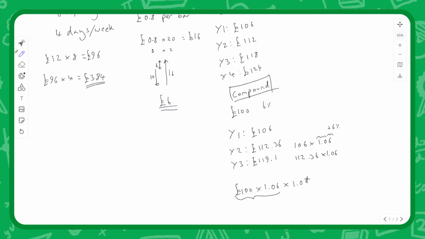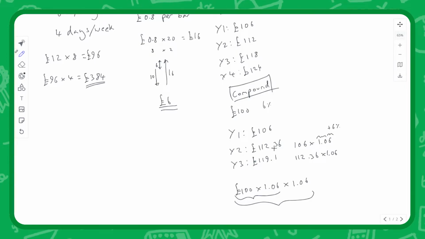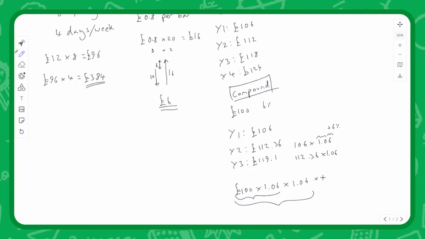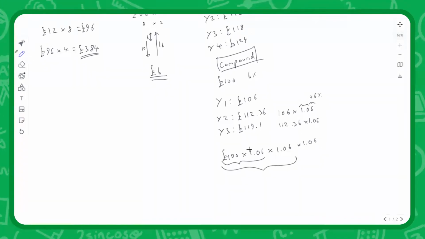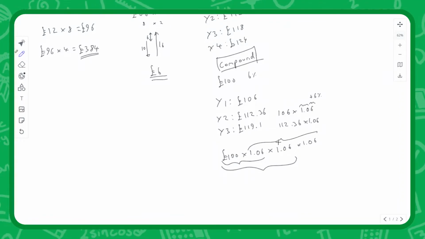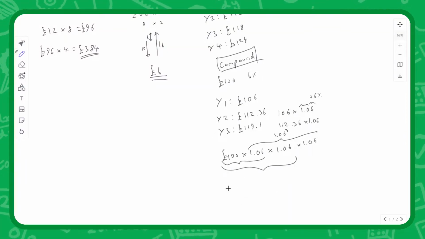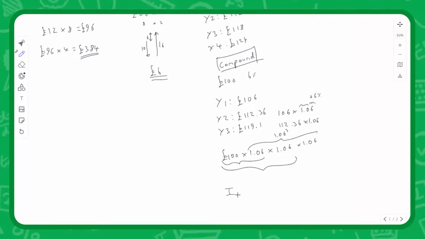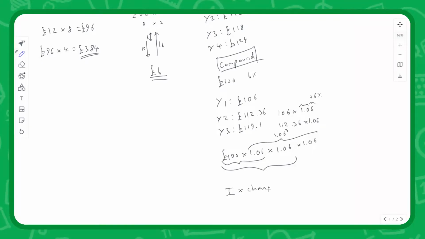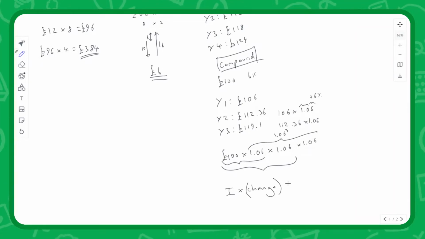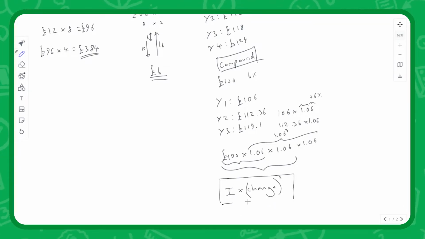And again, to work out the amount that we have in third year, we take this whole thing, in this case £112.36, and we times it by 1.06. What you can see happening is this can be represented as 1.06 to the power 3, right? It's 1.06 times itself 3 times. So in general, we can take our initial amount and times it by our change to the power n, the number of years that we're interested in. And that's going to be our formula going forwards.